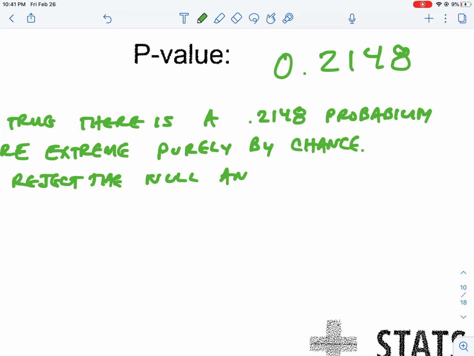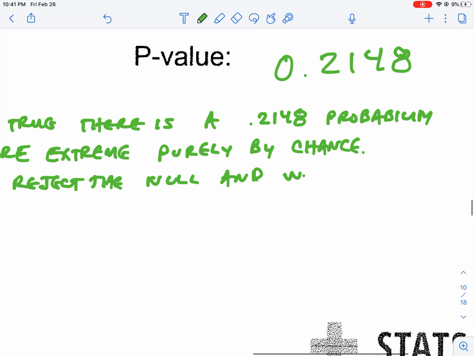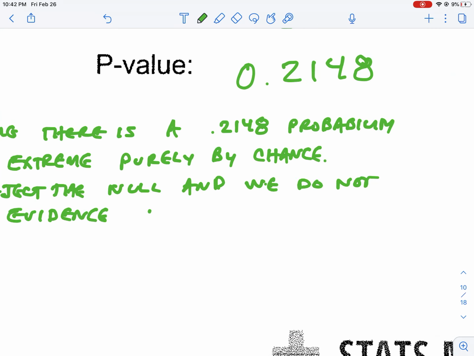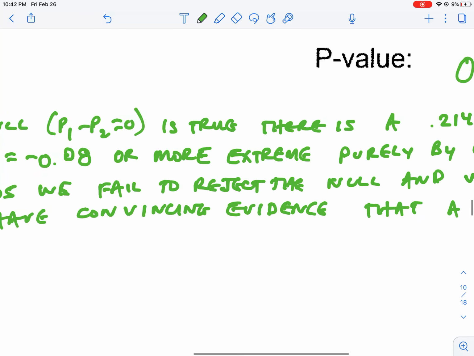So to write that out, we do not have convincing evidence that a higher proportion of seniors are going to prom.